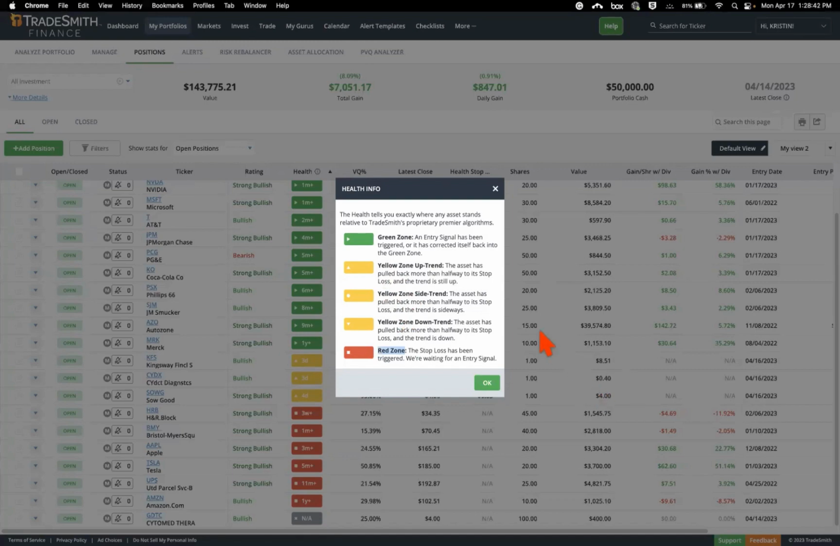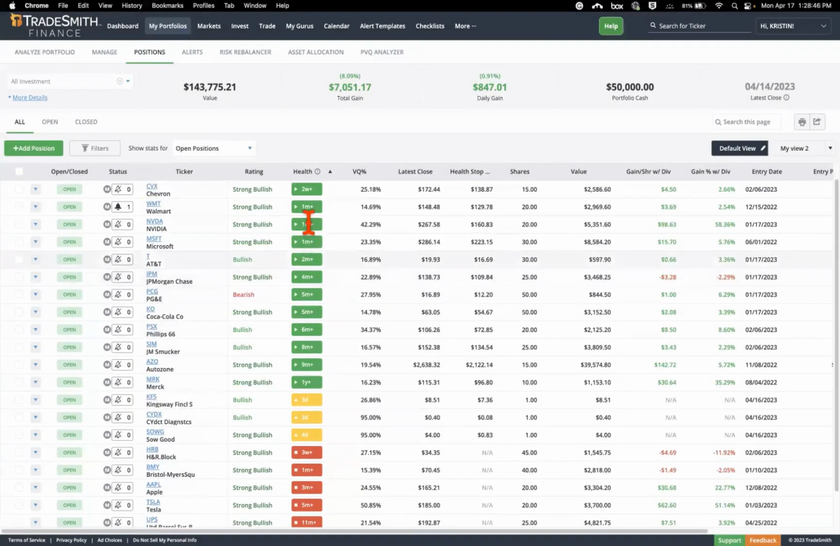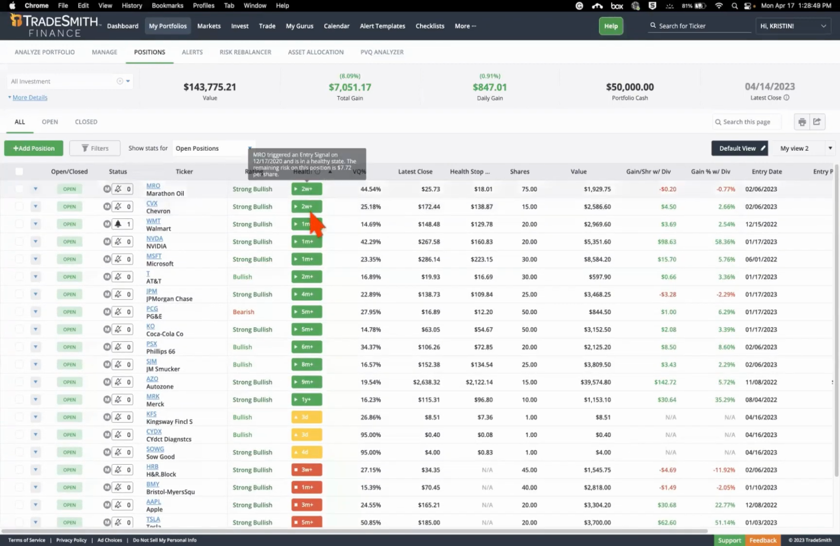So I'm going to go ahead and get out of here so we can look at this. You'll notice in each of these little pills, as I like to call them, the green, yellow, and red, there are numbers and letters. The number in these buttons basically lets you know how long the security has been in its current state of health. So for example, Marathon has been in the green zone for 2 weeks or more. That's what the W is for.